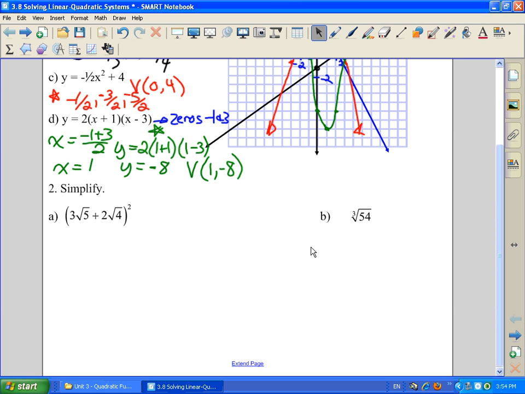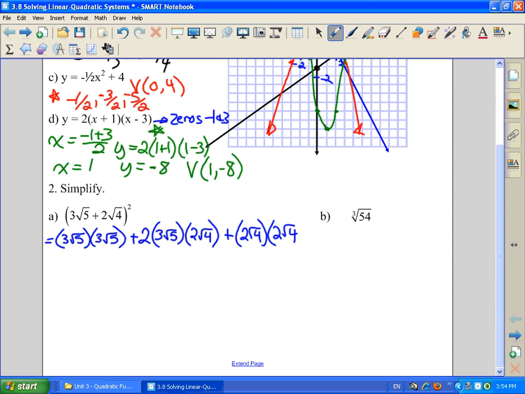All right, so what we're going to do, folks, is we're going to use a shortcut for squaring a binomial, but this time we have a radical in it. So the first thing we're going to do is square the first. So when you square the first, it's going to be 3 root 5 times 3 root 5. Then double the product. So plus 2, that's double, times the product. So it's 3 root 5 times 2 root 4. And then we're going to square the last, which is 2 root 4 times 2 root 4.